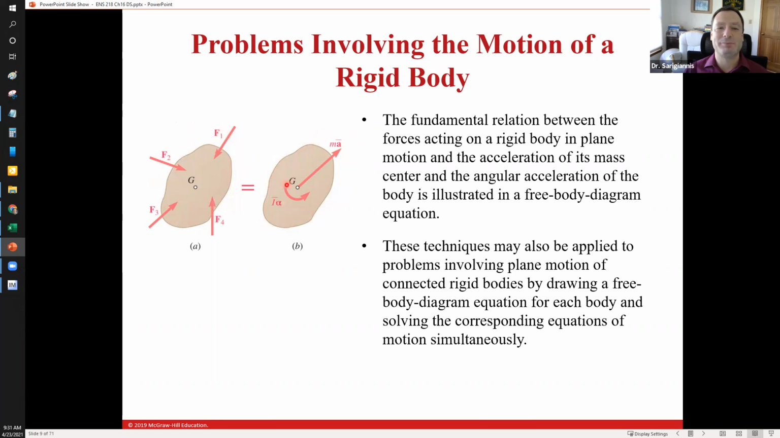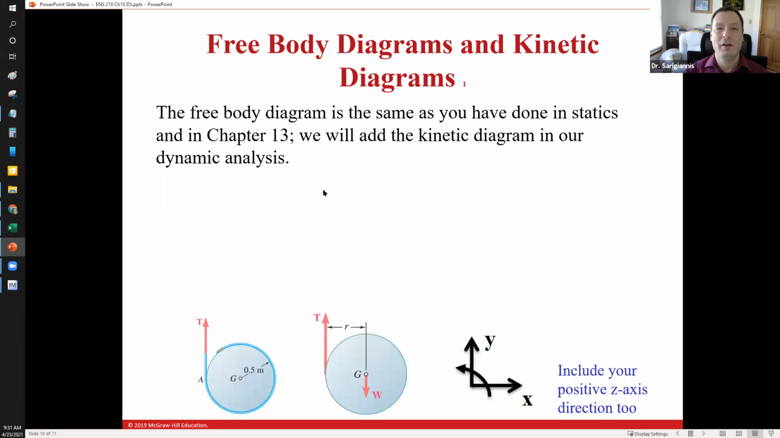And this helps you visualize: forces equal MA, and then, well, it's not forces, but the sum of the moments about G gives you the rotational component, the I alpha. Free body diagram, same as statics.